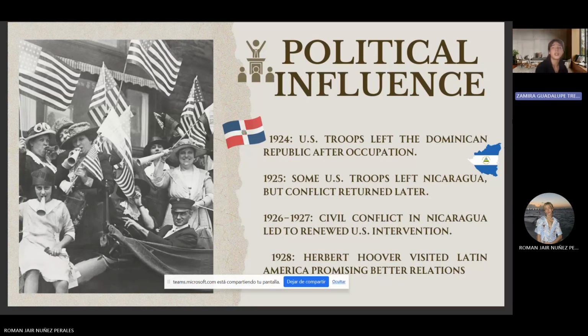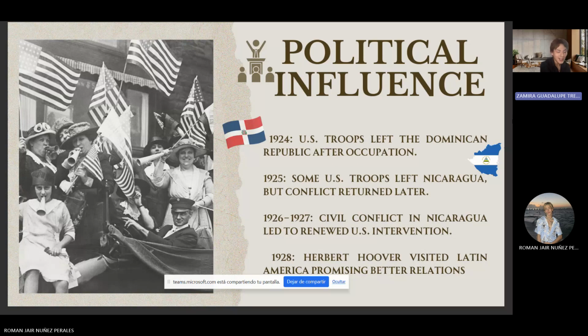By 1924, the US troops left the Dominican Republic after the occupation, as I previously mentioned on the previous topic, and some of the US troops left Nicaragua, but conflict returned later, in 1925. Through those years, as you already know, there were some political conflicts, but they managed those through the years. And by 1926 and 1927, the civil conflict in Nicaragua led to renewed U.S.